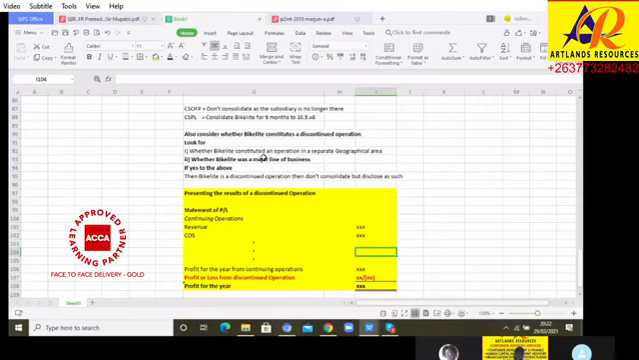So what is a discontinued operation? A discontinued operation is a component of an entity, a branch, a division, or a subsidiary which has been sold or classified as held for sale, and it must constitute an operation in a separate geographical area, and it must be a major line of business. These two conditions must be met for it to be classified as a discontinued operation.